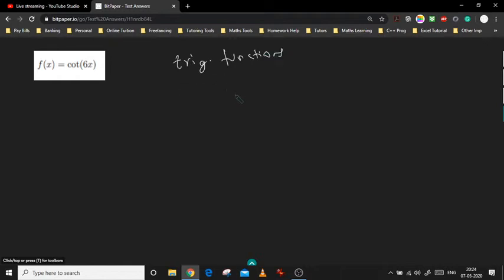So you should be familiar with the differentiation formula for trig functions. If f of x equals cot x, then f dash of x equals minus cosecant squared x, right? One more thing we have to look at here is that we don't see it as cot x, we see it as cot 6x. So what can we do here? We just have to apply the chain rule.